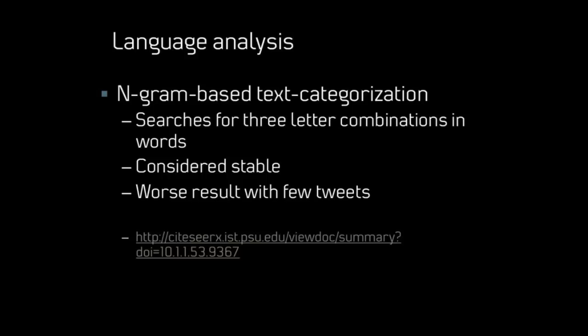The language analysis I'm using is an n-gram-based text categorization. Basically, it searches for three-letter combinations in words. It's considered stable, but of course gives worse results with few tweets. So if a person has just written one tweet, it can be wrongly categorized as another language, depending on which words they are using. Now, my feeling is that the Finnish language is quite distinct, not like when I made a Danish and Norwegian study, where there's quite a lot of overlap between the Danish and Norwegian languages, which makes it a little bit harder. The data I've looked into seems very, very stable.